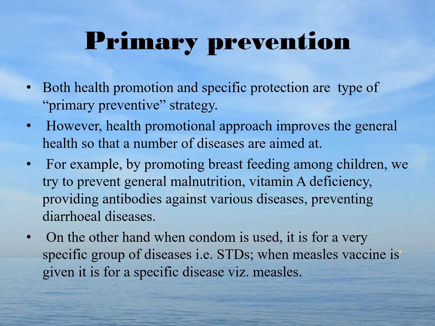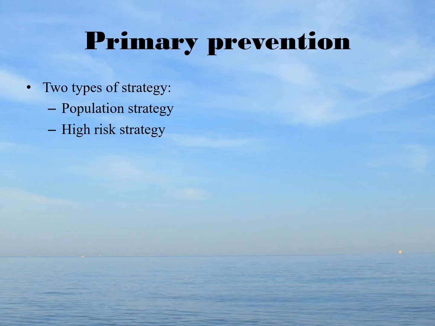However, health promotional approach improves general health so that a number of diseases are aimed at. For example, promoting breastfeeding among children, we try to prevent general malnutrition, deficiency of vitamin A, providing antibodies against various diseases, and preventing diarrhea. On the other hand, when condom is used, it is for a very specific group of diseases such as STD. So when measles vaccine is given, it is for a specific disease. So you have your two types of strategy.